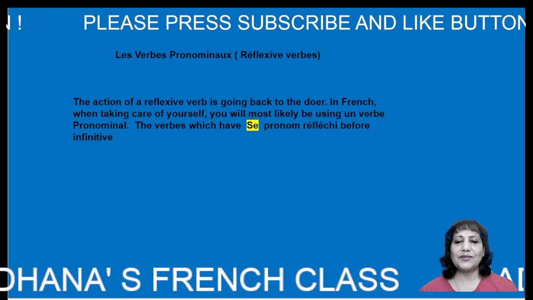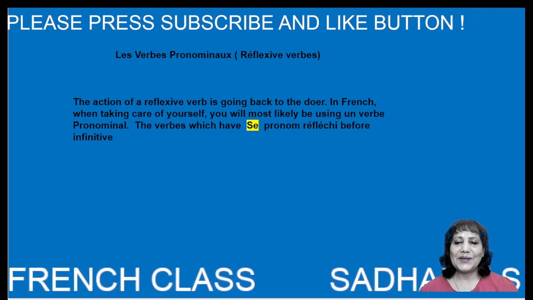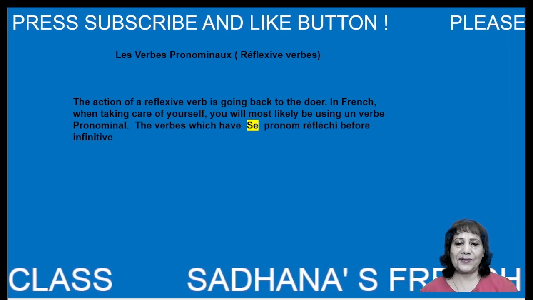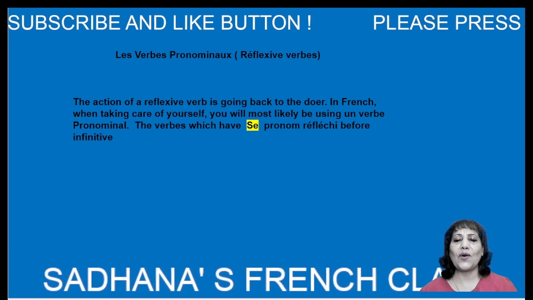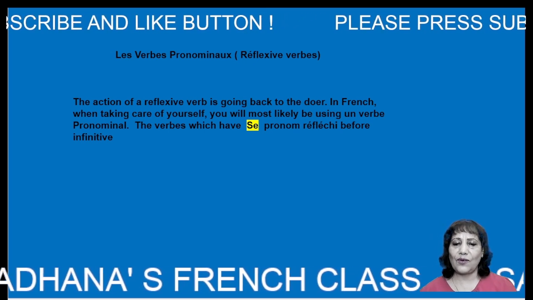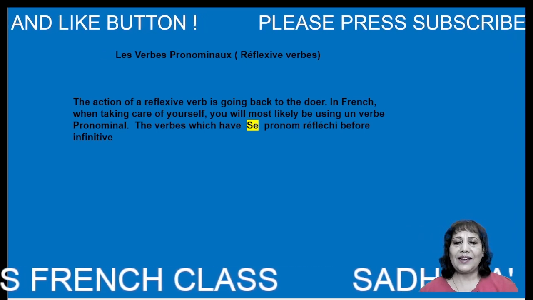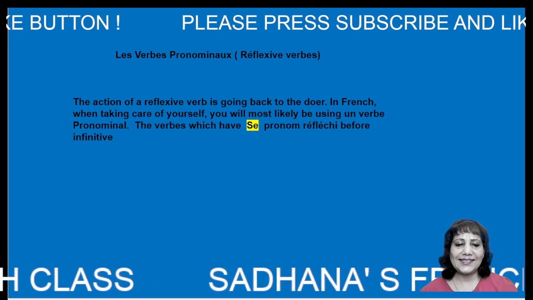This se, you can see, I have highlighted it. All right, so it means self. So the action happens or reflects back on the self of the doer itself. Okay, itself, self. Well, so we proceed with the further things.